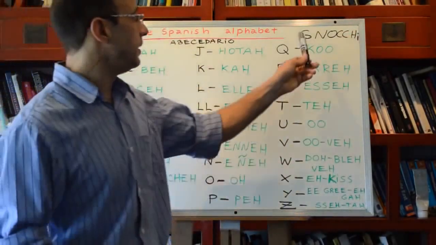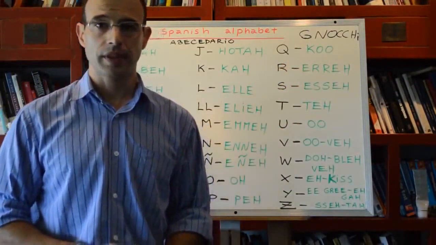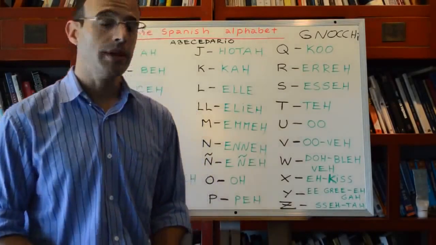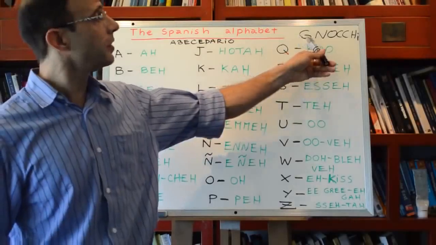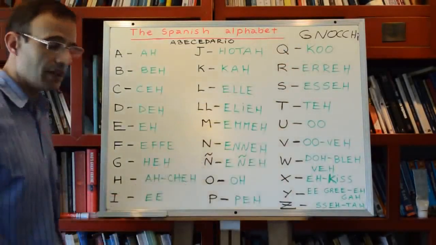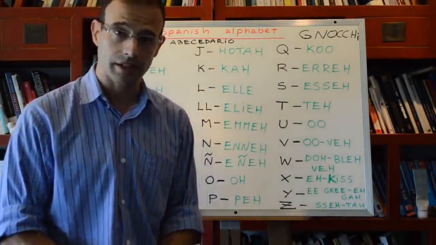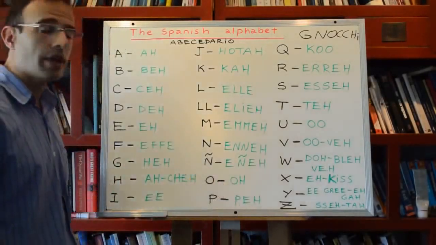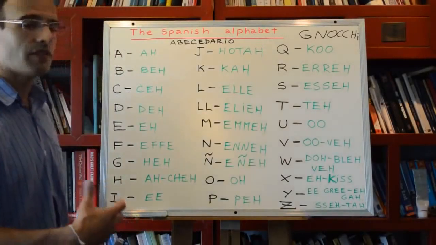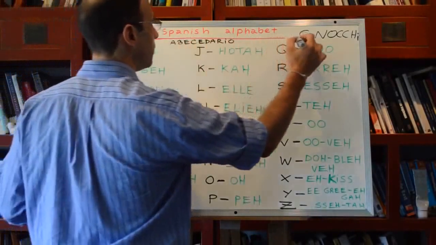Gnocchi is a variety of pasta. I know there are many Italian communities in the United States, so maybe some of you are familiar with the ñ sound from Italian. The ñ is exactly the same as the GN sound from Italian.